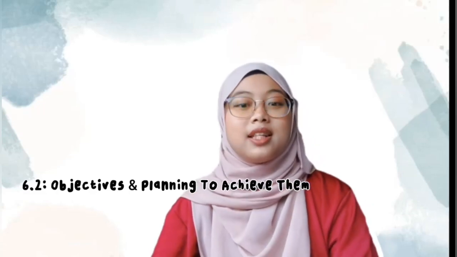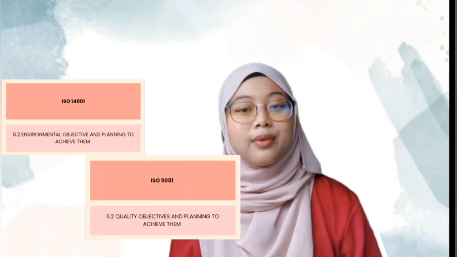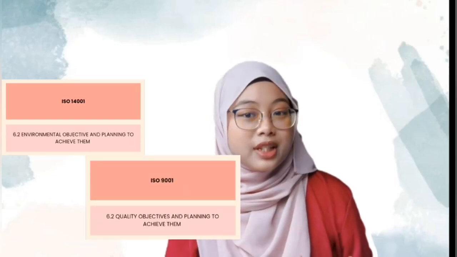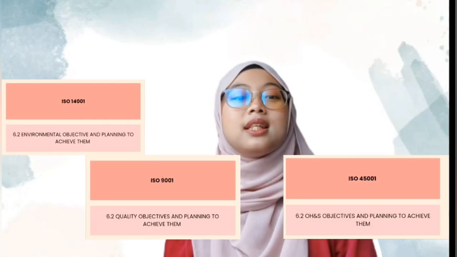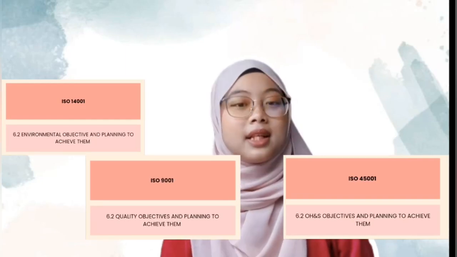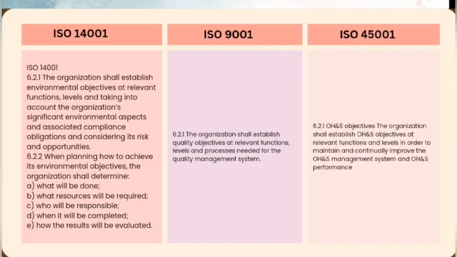Now we move to Section 6.2. In ISO 14001, it's environmental objectives and planning to achieve them. In ISO 9001, it's quality objectives and planning to achieve them. And in ISO 45001, it is occupational health and safety objectives and planning to achieve them. In general, all three standards require organizations to set objectives, then plan how to achieve those objectives. This includes identifying the resources needed, assigning responsibility, and setting deadlines. The standards also require organizations to evaluate their progress and make necessary adjustments.